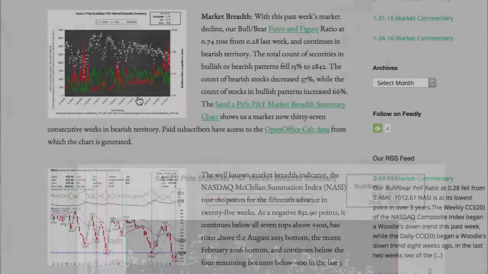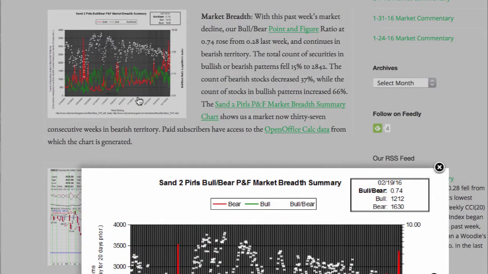Market breadth. With this past week's market decline, our Bull Bear Point and Figure ratio at 0.74 rose from 0.28 last week and continues in bearish territory. The total count of securities in bullish or bearish patterns fell 15% to 2,842. The count of bearish stocks decreased 37%, while the count of stocks in bullish patterns increased 66%.